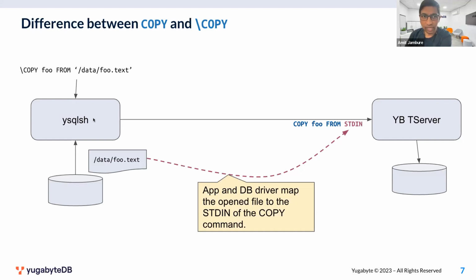Okay, and then it will send this, copy foo from STDIN. This is a slightly different command from the one that was entered on the command line. Okay, and ysqlsh and the database driver will work together to map the contents of this file to this STDIN. So whenever the target server is reading the data for this bulk loading, it is reading from the client's file. Okay. So I hope this clarifies the difference between the copy command and the \copy command.